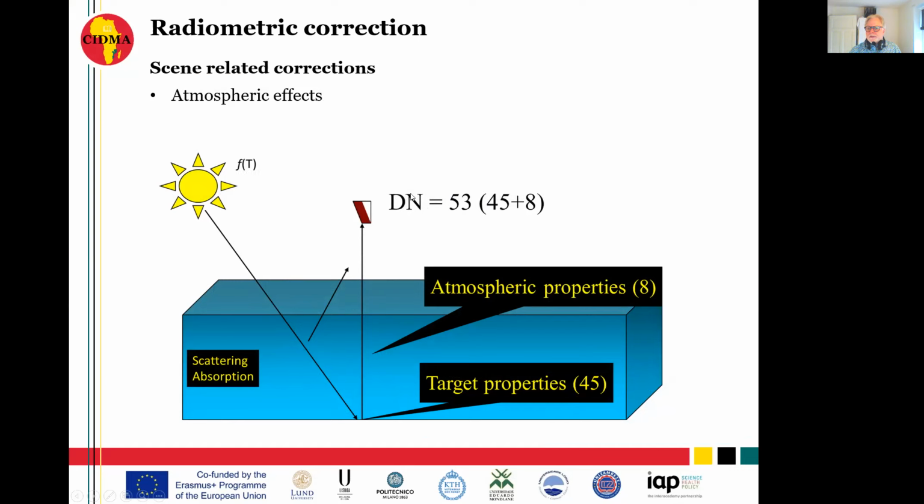We can say that those are DN values, digital number values. But actually only 45 of those have been in touch with the object on the ground. So that's related to target properties. But then the added 8 is just based on the atmosphere. And that can be different for different acquisitions. And it's this part that we would like to correct for, so we only have the target properties when we want to compare satellite images, for instance.